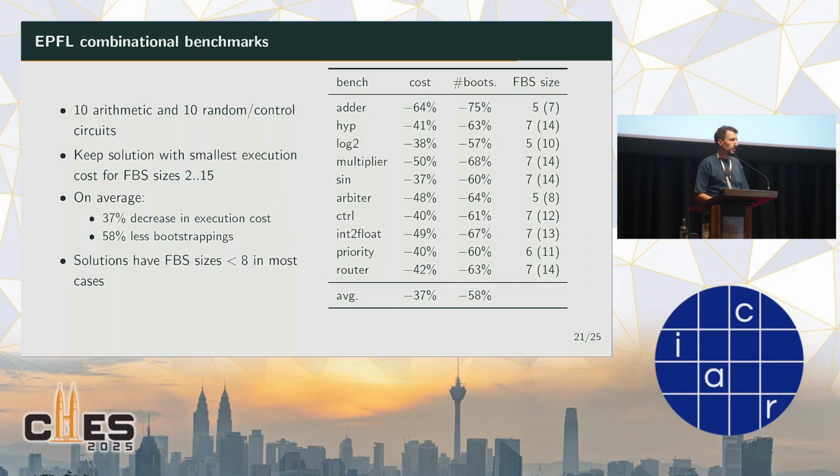We've tested the benchmark on the EPFL combinational benchmark suite. And overall, on average, we decrease the cost of evaluation by 37% compared to non-mapped circuits, and in the number of bootstraps, the decrease is almost 60%.